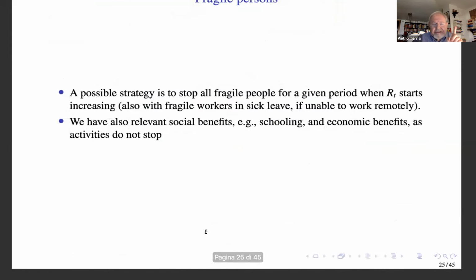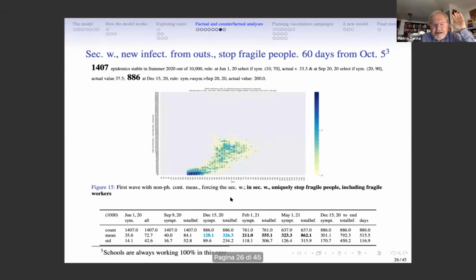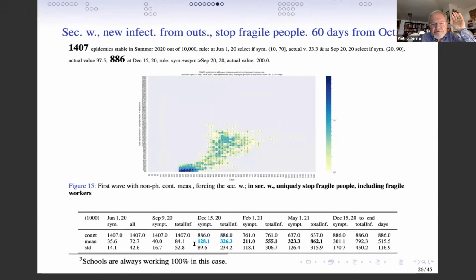Another counterfactual reasoning is that of paying attention mainly to fragile persons. Instead of locking the whole society and the whole economy, asking fragile people, and mainly fragile workers having already had some illness invalidating them, to stay home for 2 months, only 2 months from the beginning of October, without locking the whole economy, without closing schools, without closing factories and shops. The effect is very interesting. Sure, it is counterfactual, but we can imagine that in mean it is interesting, because we have a result similar to those obtained, 130, here it is 128, with the full lockdown of the second wave.